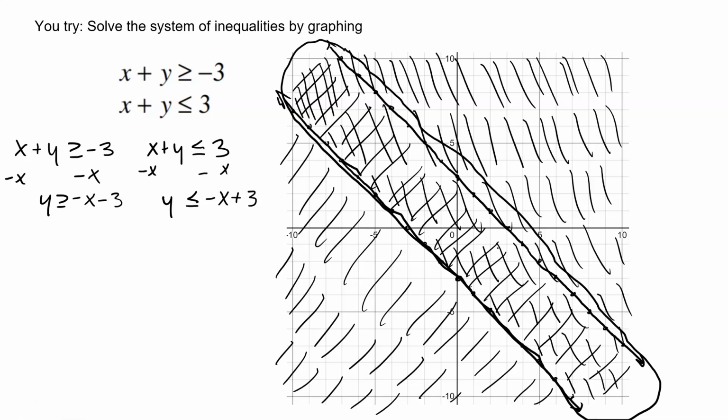So a point you might want to pick to test your answer is the origin. That's a pretty easy one. Plug in 0, 0 for both of these inequalities and check to see if you got it right. So that would be 0 is greater than or equal to negative 3. That's true. 0 is less than or equal to positive 3. Also true. All right.